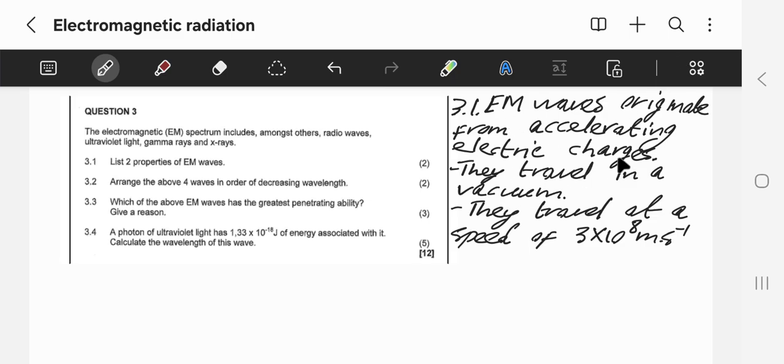So these are going to be our options. As you can see, electromagnetic waves originate from accelerating electric charges, they travel in a vacuum, and they travel at a speed of 3 times 10 to the power of 8 meters per second. So any 2 of these 3 answers will work. Now let's move on to the next one.